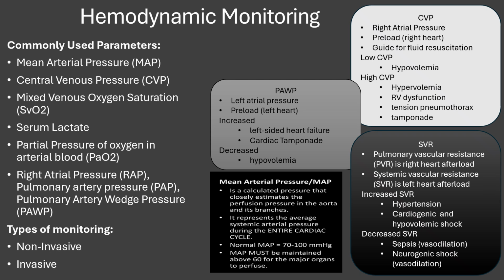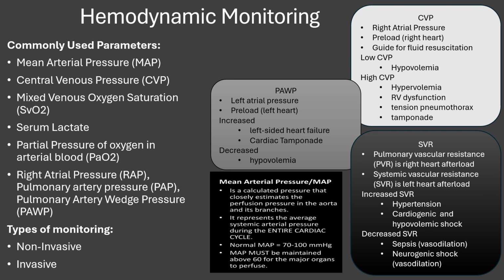Now, your CVP, like I said, was your right atrial pressure. That is going to give us a good idea of your right ventricular function and that venous return to the right side of your heart. Now, when your CVP is low, that means you have a low volume. That's usually associated with hypovolemia.